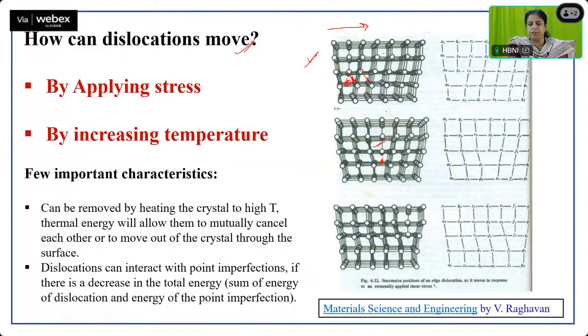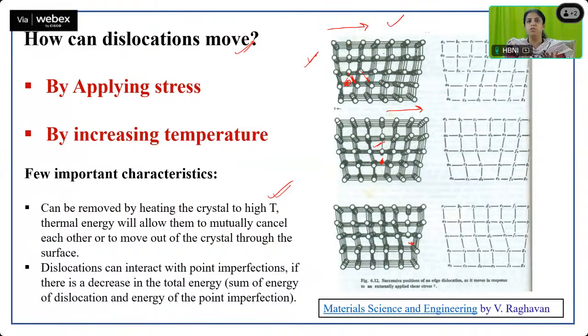Similarly, I apply more shear stress in this direction. It will keep on moving. Now it has moved from this position to this position. And then it will ultimately move out of the crystal. This is the example of how we can make the dislocation move by applying the stress. So how we can make the dislocation move by applying high temperature? When you apply high temperature, the thermal energy increases. They vibrate with the higher magnitude. So the thermal energy will make them move out of the crystal in the manner similar as applying stress.